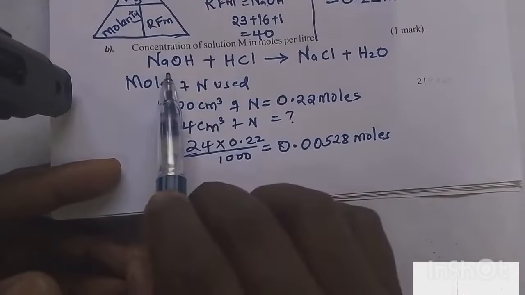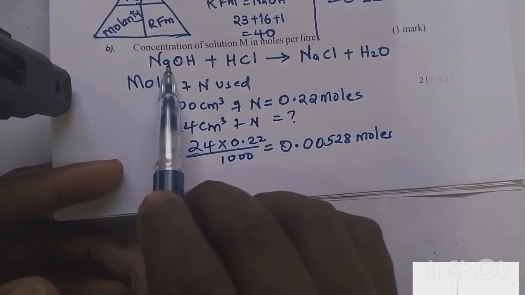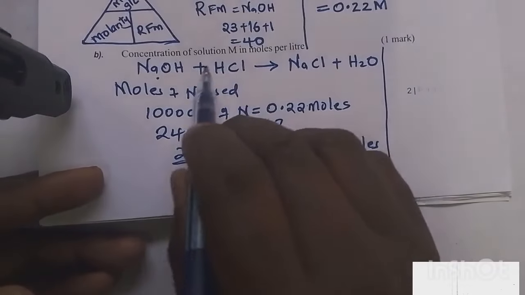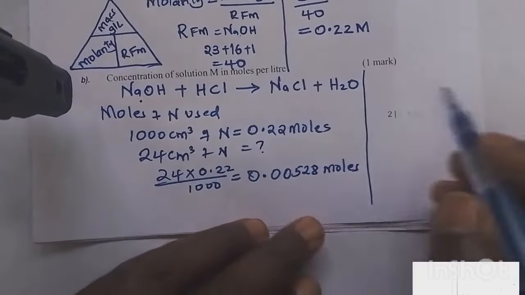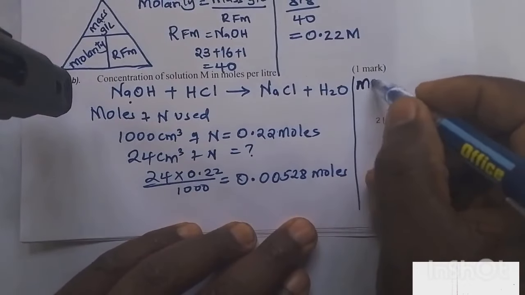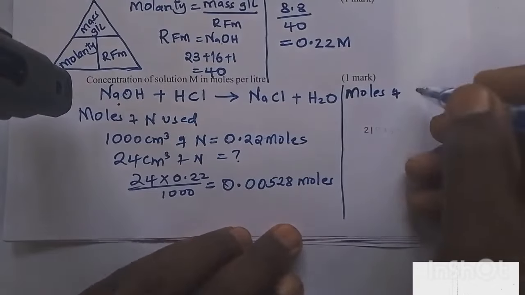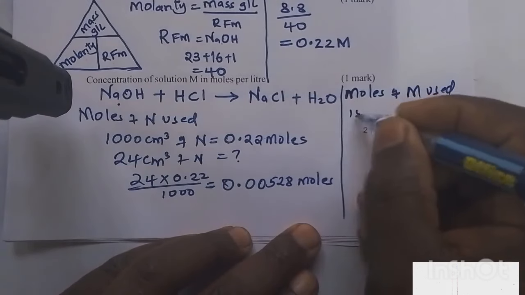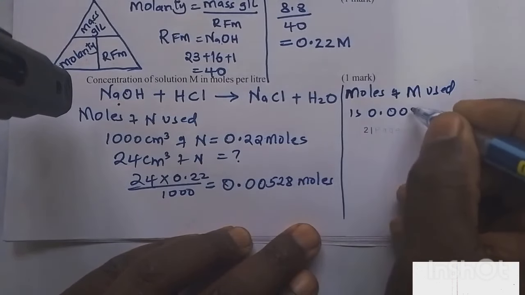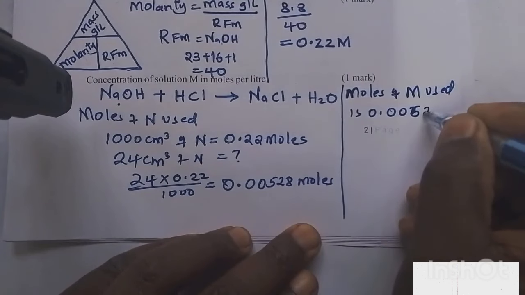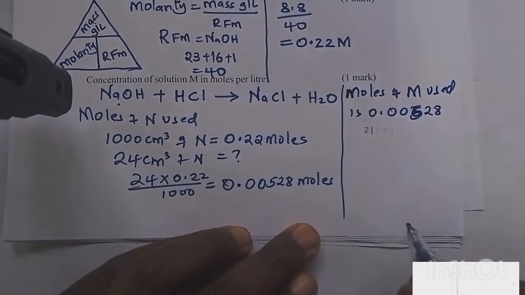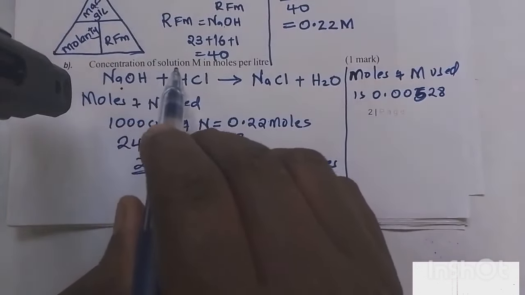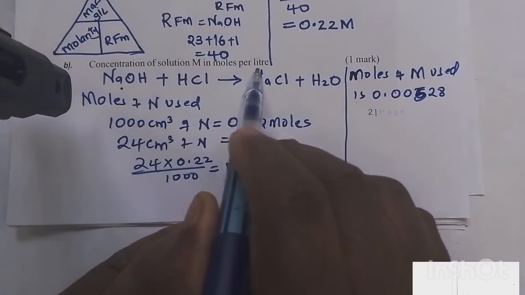But the ratio here is 1 to 1. It means the number of moles of sodium hydroxide is the same as the number of moles of HCl. Therefore, moles of M used is 0.00528, because the mole ratio is the same. But we are being asked concentration of solution M. Concentration in moles per liter means molarity.